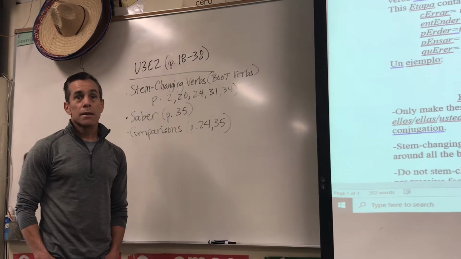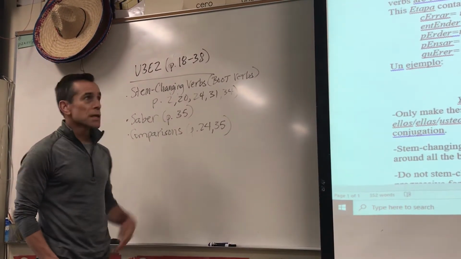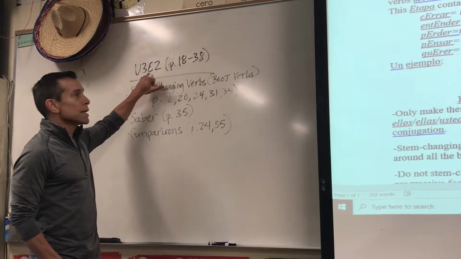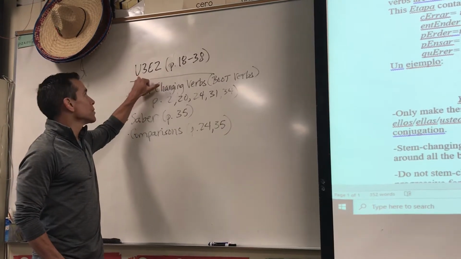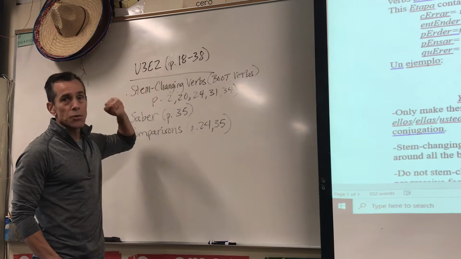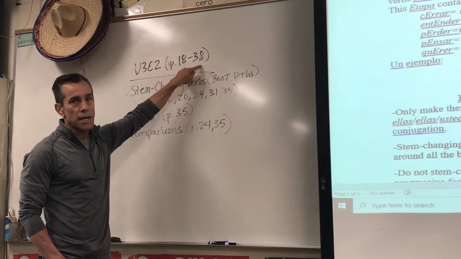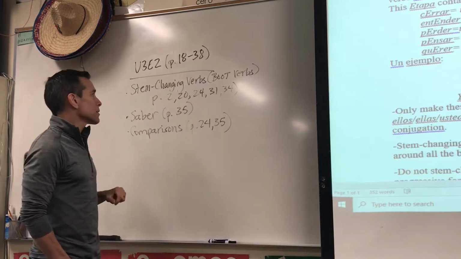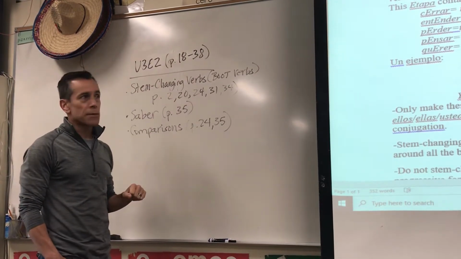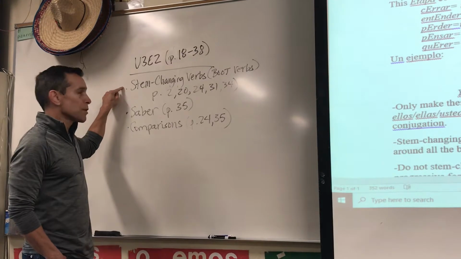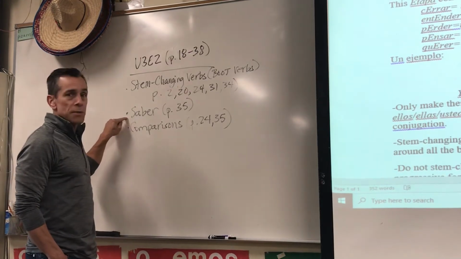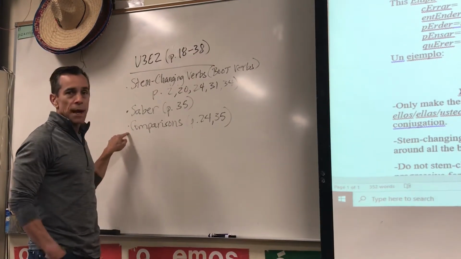Okay, the next chapter for Spanish 3 is Unit 3, Etapa 2, so U3E2, and in your workbook, you'll find those between pages 18 and 38. Okay, 18 and 38. The first grammar topic we're going to talk about is stem-changing verbs. Then we're going to talk about the verb saber, and then we're going to talk about how to compare things.